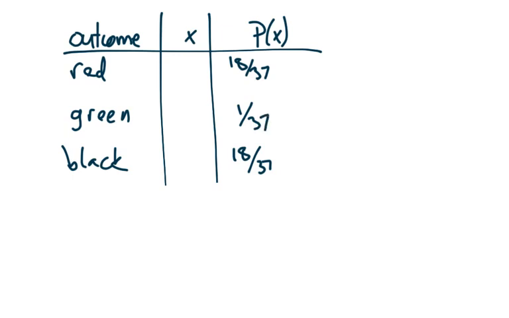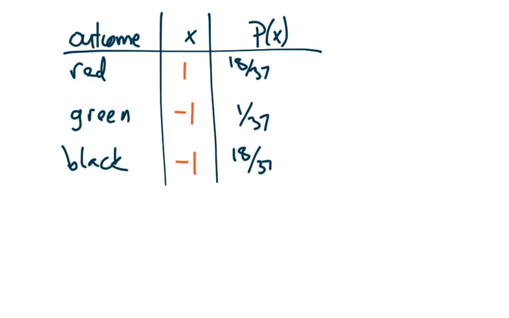Now let's suppose that x, the variable, represents the amount of money I win on a bet. Let's say I bet $1. If it comes up red and I bet on red, then I get $1. If it comes up green and I bet on red, then I lose $1. If it comes up black and I bet on red, then I lose $1. Right? So these are different values of the variable for a bet on red, a numerical value that is based on the outcome of this experiment.